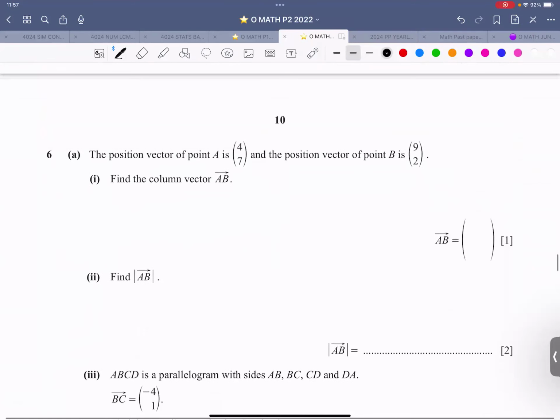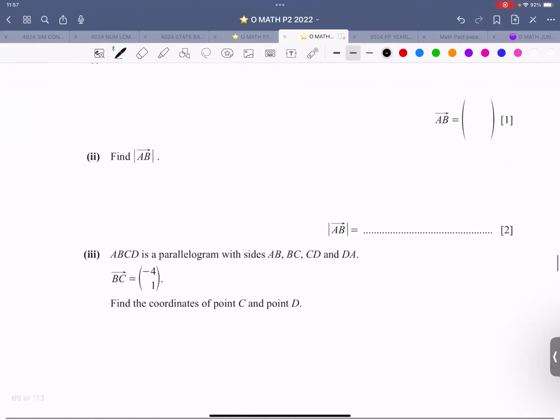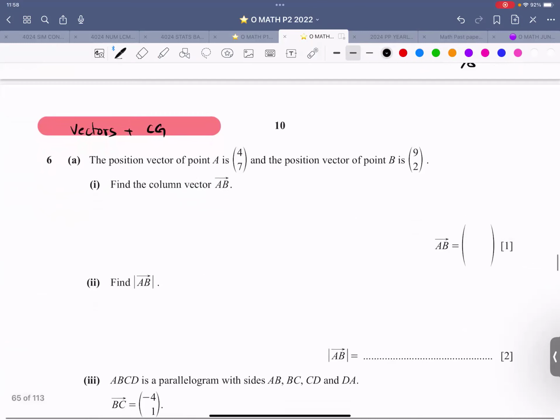Now let me solve one other question, and then I'll note down the time. So this is vectors. And in vectors, there are 2 possible options, and this looks like something to do with coordinate geometry. The position vector of point A is 4, 7, and the position vector of point B is this. Find the column vector AB. Now, in order to find AB, I'll write AB as OB minus OA. That's a general rule: position vector of the second letter minus position vector of the first letter. That is the hard and fast rule. That's a shortcut that you should apply.